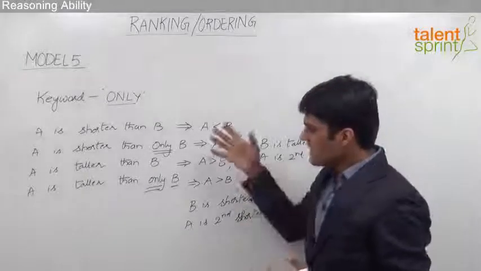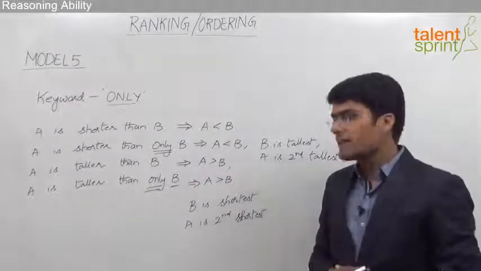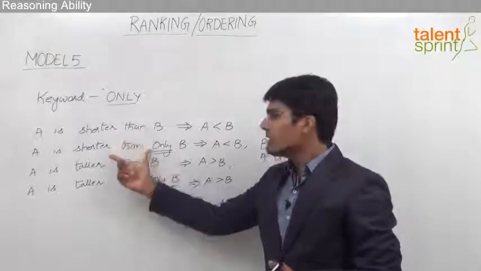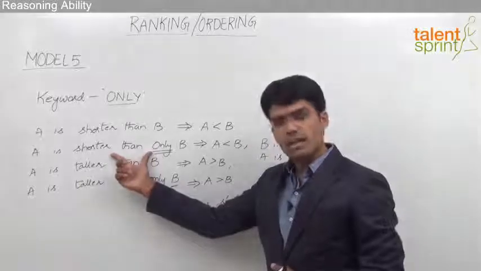So friends, from these examples, try to understand that the sentence A is shorter than B is different from the sentence A is shorter than only B.